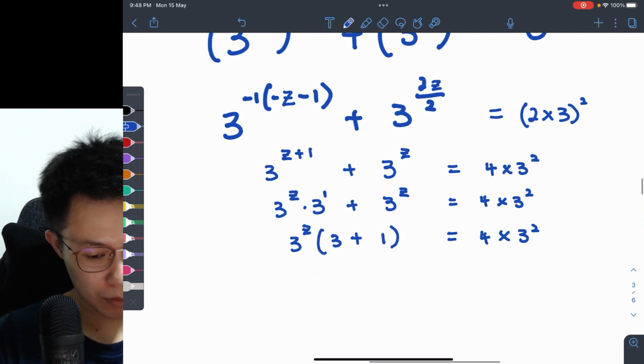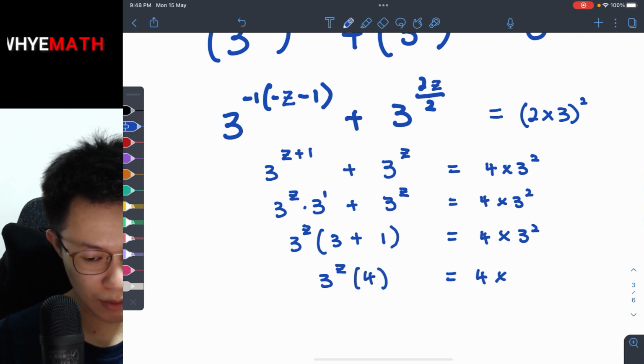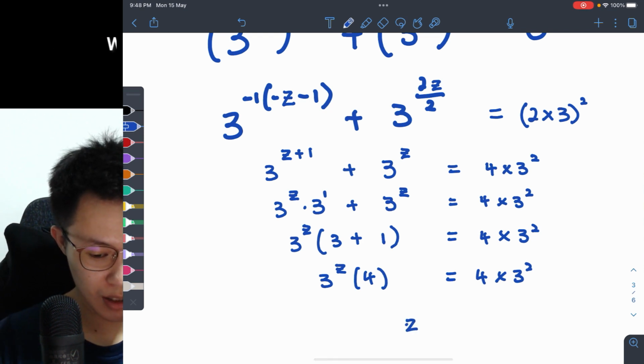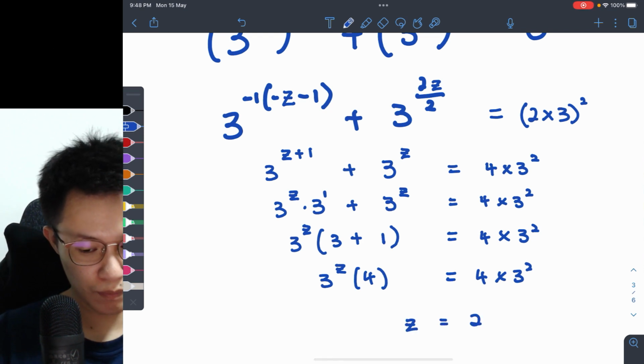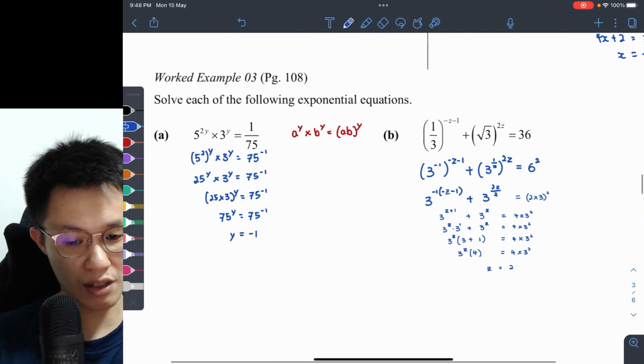Then from here we can say 3 to the power of z times 4 equals 4 times 3 squared, which is in fact what we have. And from here we can straight away say z equals 2. Alright, so that is how we will solve worked example 3.